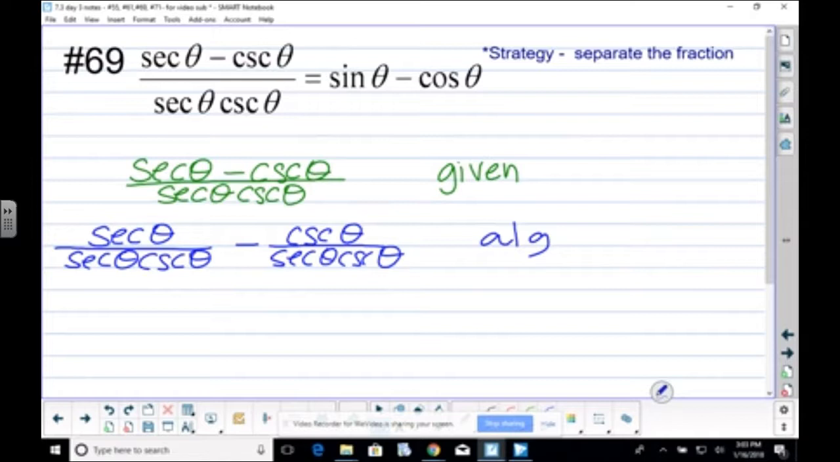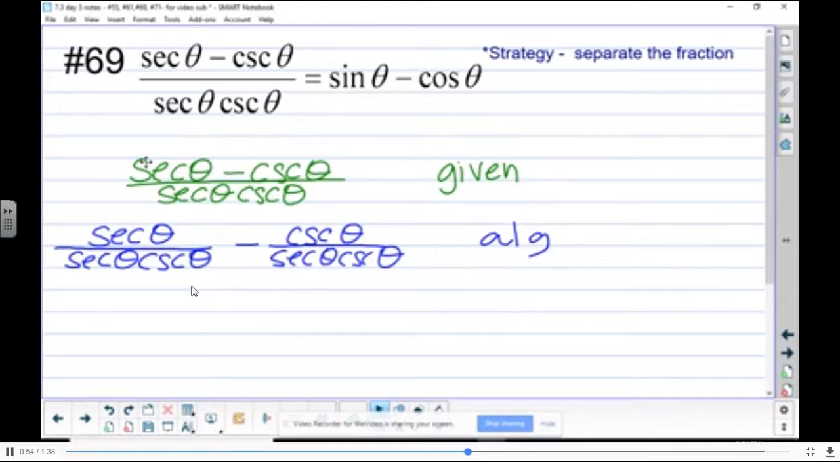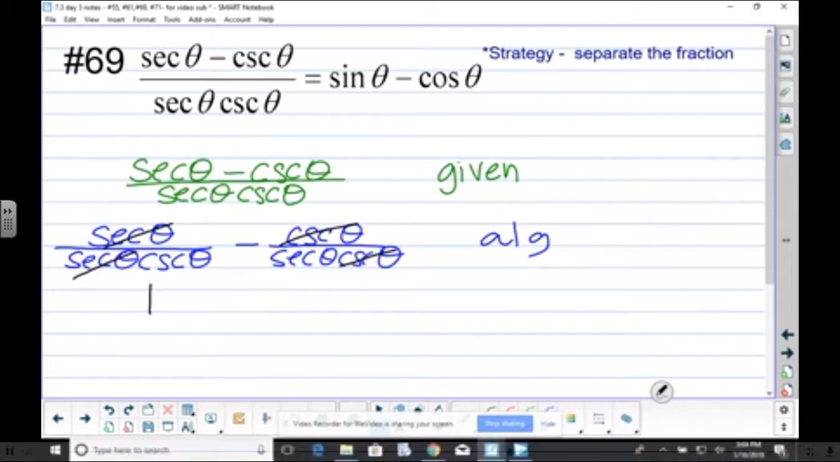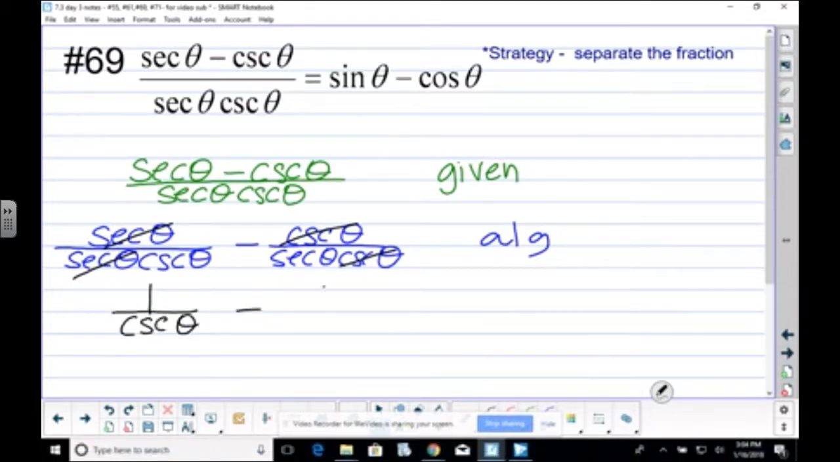And now we're going to reduce each of those fractions individually. So the left fraction, the secants of theta are going to cancel. And the right fraction, the cosecants of theta are going to cancel. So we're left with 1 over cosecant of theta minus 1 over secant of theta. So that was all just algebra.